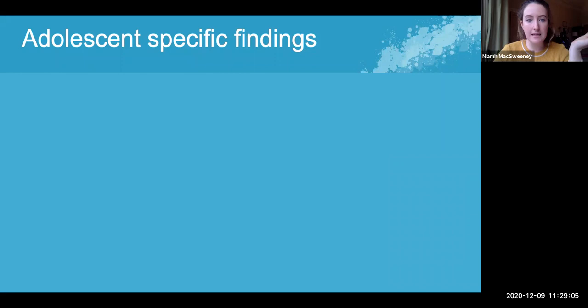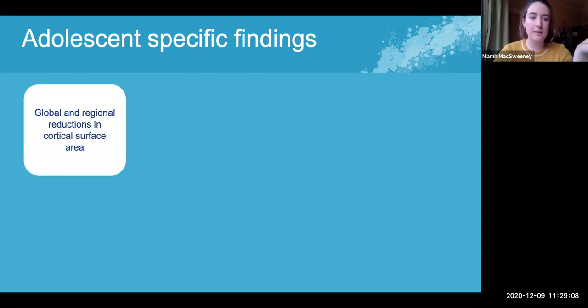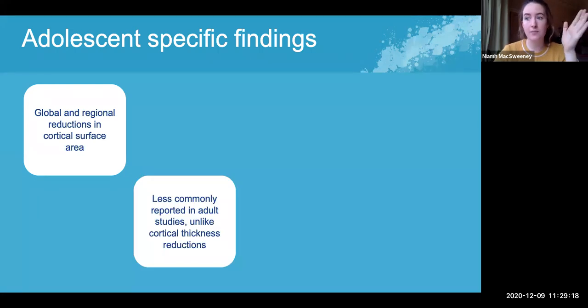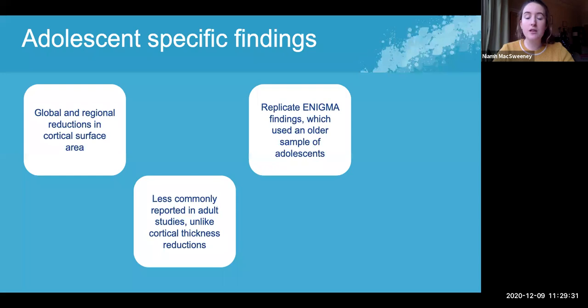And then in terms of the adolescent specific findings, we do see some notable differences. So in this sample, we saw global and regional reductions in cortical surface area. And this is quite a departure from what we see in the adult studies. In adult studies, we often see reduced cortical thickness, and this is something that we didn't see in the current sample. And this raises a lot of interesting questions, because firstly, our findings were in line with those of Enigma. So the Enigma adolescent sample also found these regional and global surface area deficits, and this is even in an older sample of adolescents.